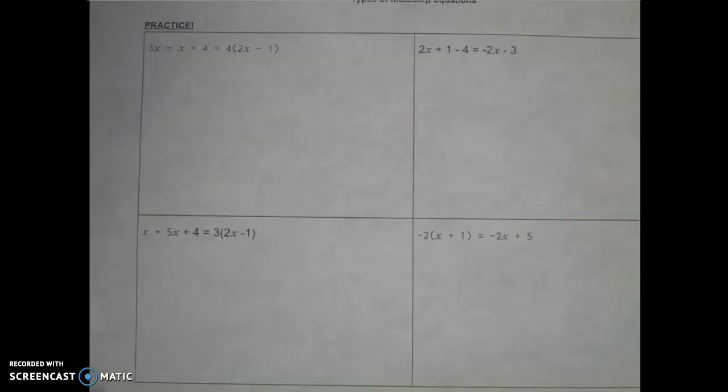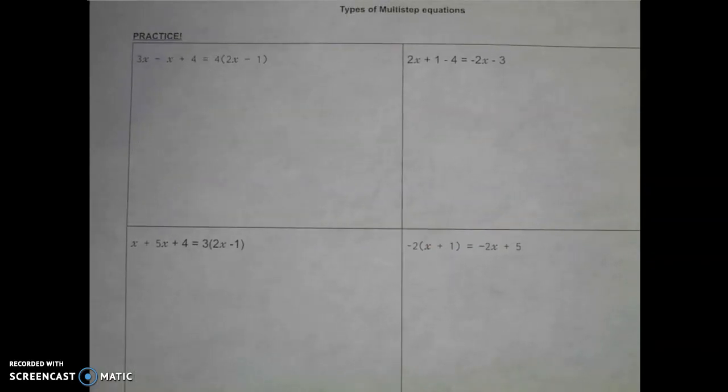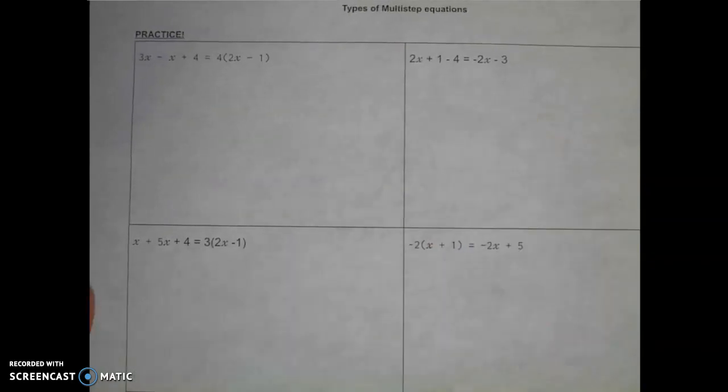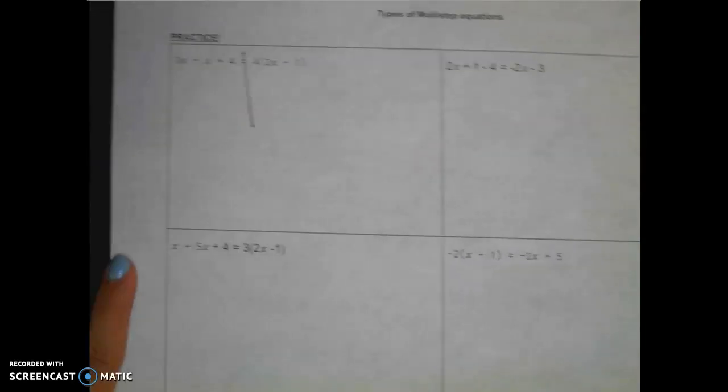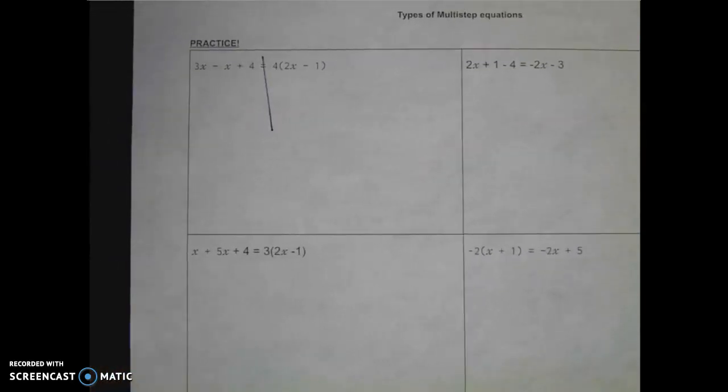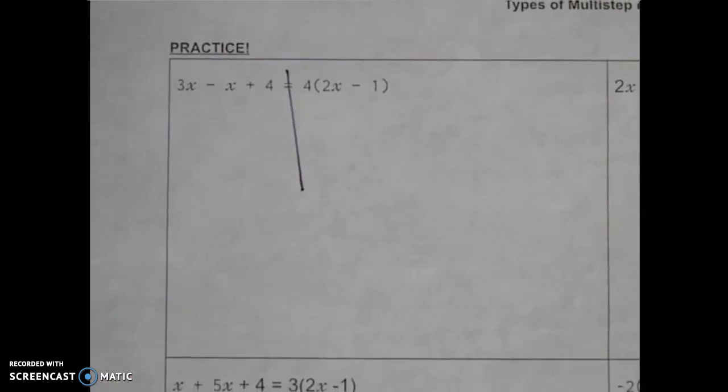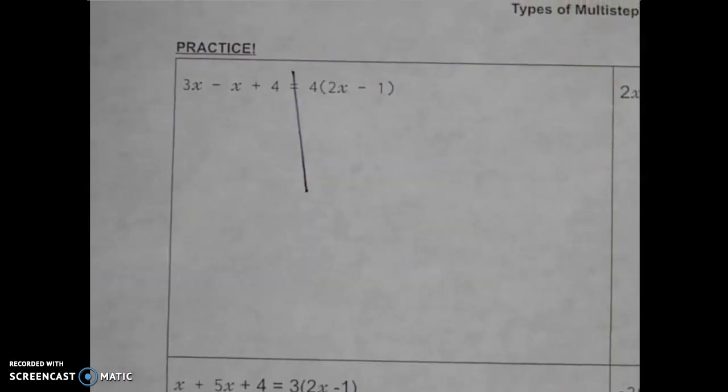All right, so I'm going to do one practice problem with you, and you are going to complete the other practice problems and figure out what type of solution these are. So right here, I'm going to start with number 1. I'm going to draw my line. So since I drew my line, what I need to do is combine all of the terms on the left side. So if I have multiple x's on the left side, I need to combine them all together, or multiple constants. So I need to make each side of my equation as simplified as I can.